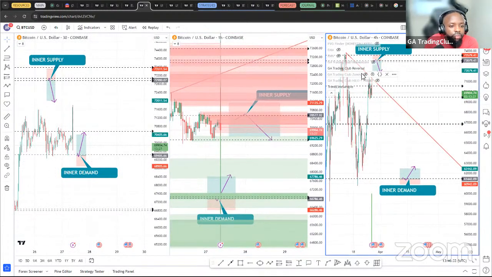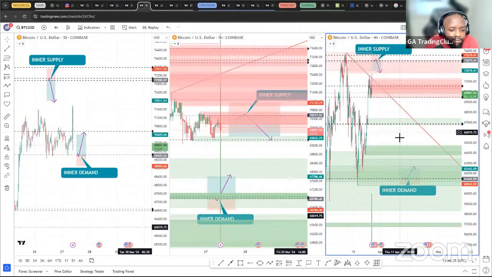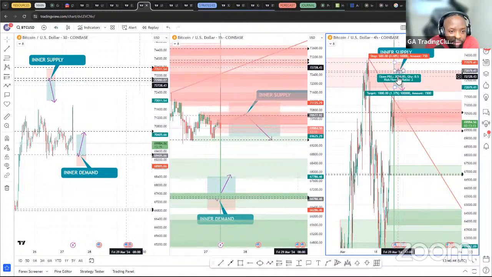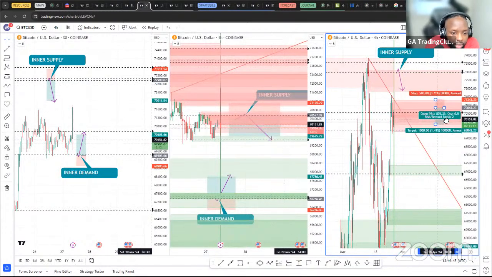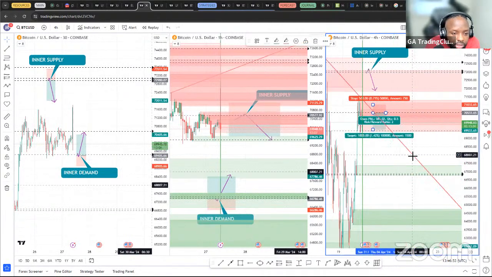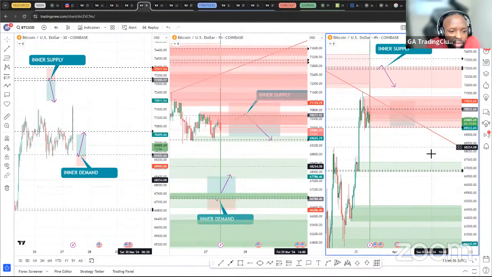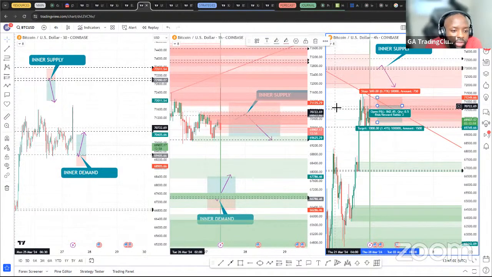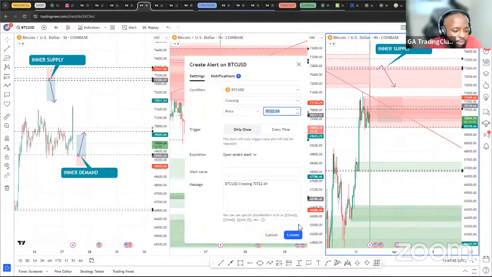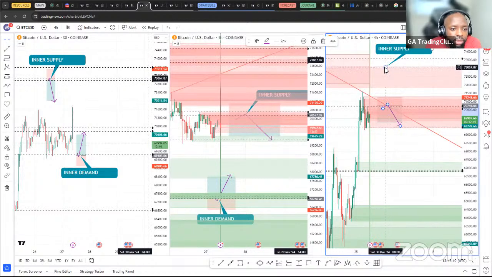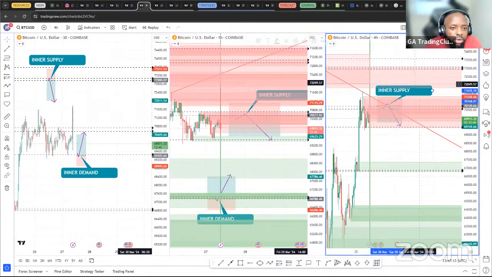On the 4-hour time frame for BTC, 61,400 would be a nice buy area. On the 4-hour time frame, again, you can see the same zone, even related to the trend line, around 70,000. Let's see what this 4-hour is. I would say 70,900 in this instance. So I will create an alert there for BTC as well for the 4-hour time frame. All right, let's see.